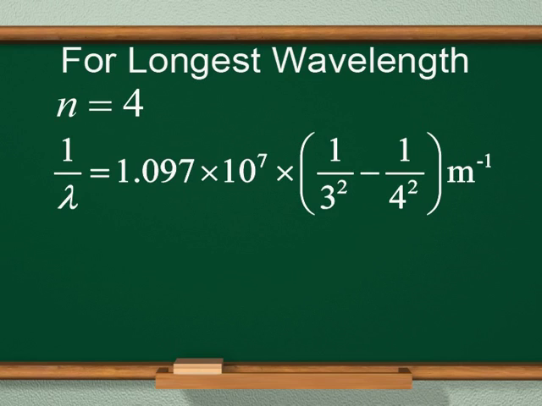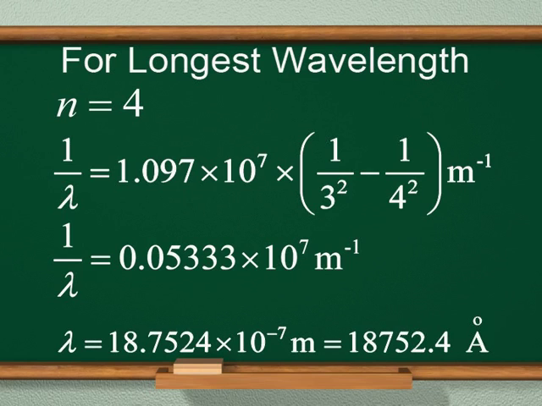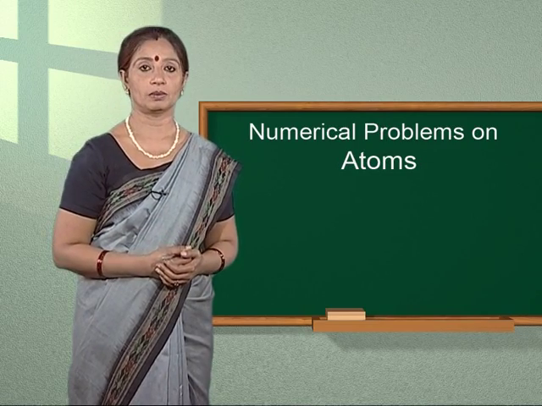1.097 into 10 to the power 7 into 1 by 3 square minus 1 by 4 square. That is 0.5333 into 10 to the power 7 per meter, or lambda is 18.7524 into 10 to the power minus 7 meter, or 18,752.4 angstrom. Let's try one more problem.